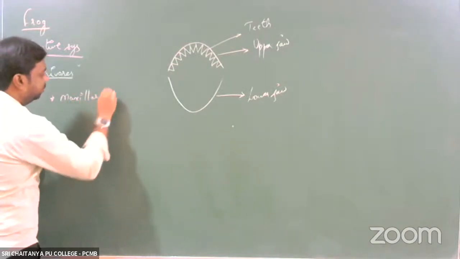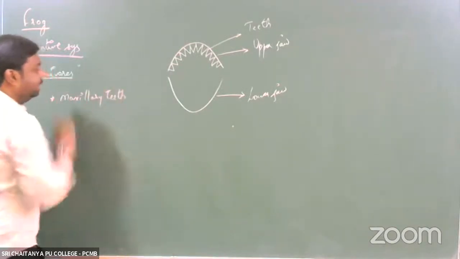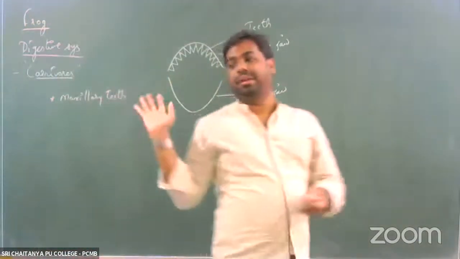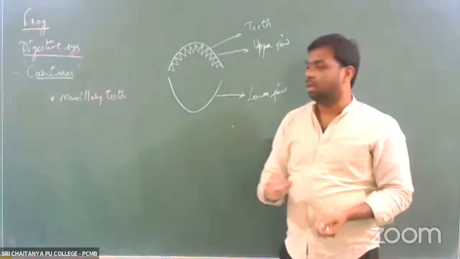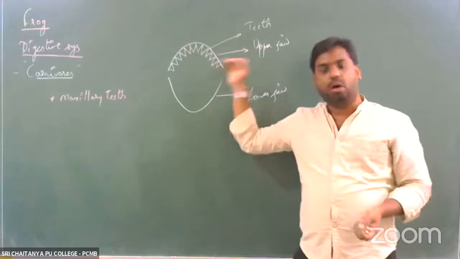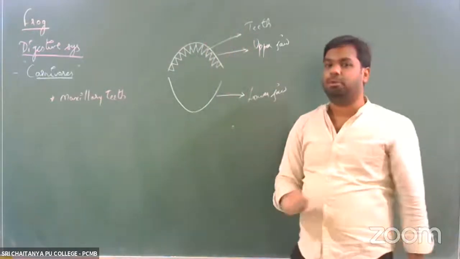So the teeth here are called the maxillary teeth. Right? It is called the maxillary teeth. Why is it called maxillary teeth? Because the teeth are present only on the maxilla, which is nothing but the upper jaw, the first one.